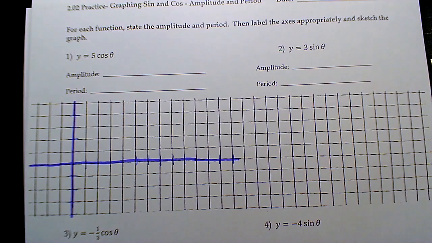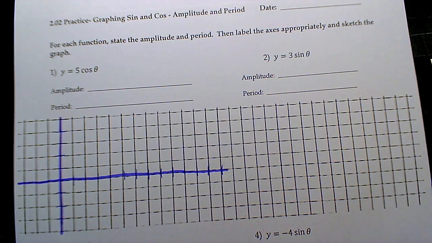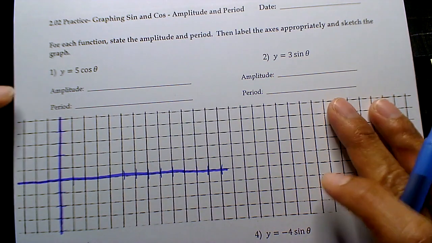Okay, y equals 5 cosine theta. We're going to go ahead and graph this. We're going to state the amplitude and period, label the axes appropriately, and sketch the graph. Okay? All right, so look.